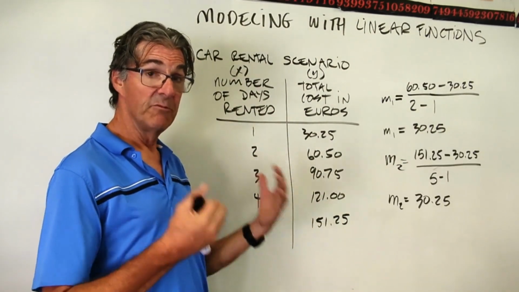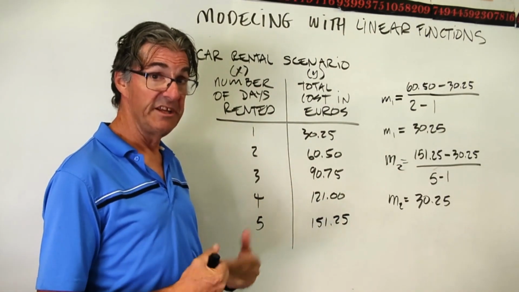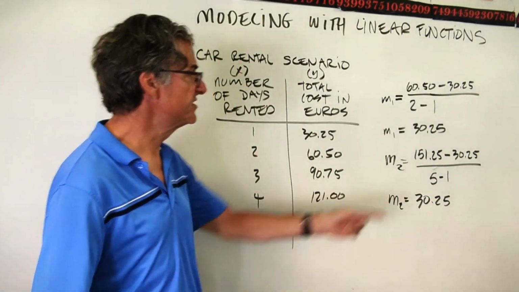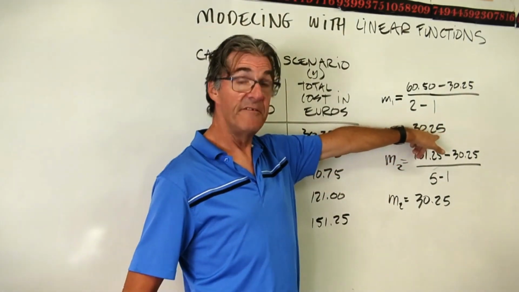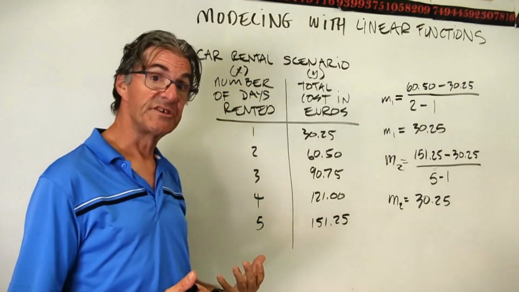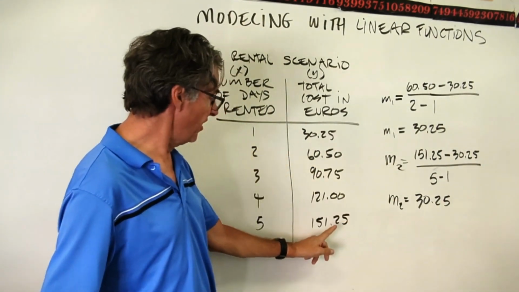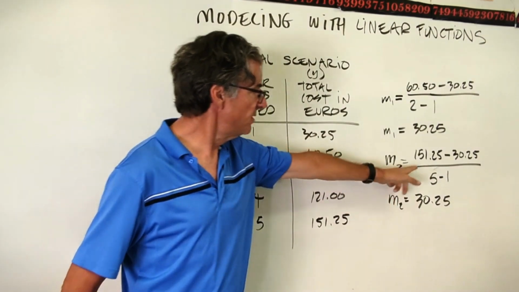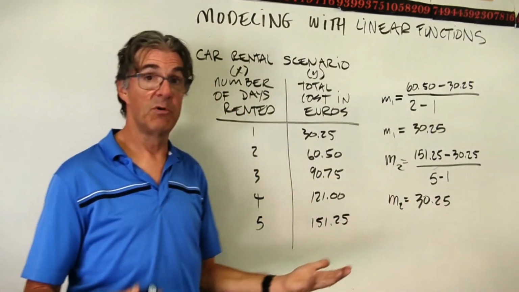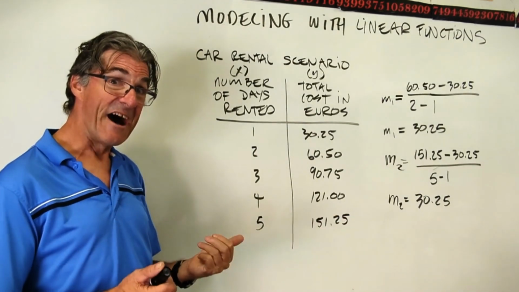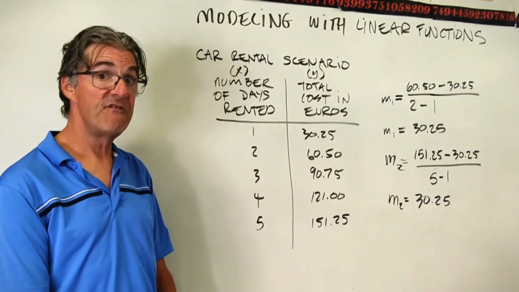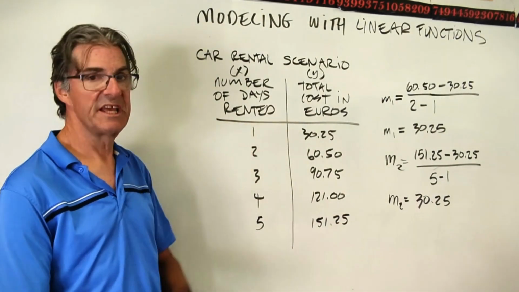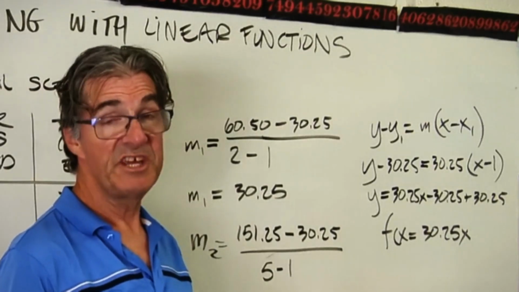So I hope that when you calculated your slope, your gradient, your rate, you got this same 30.25. If you didn't, you want to check your work and see where you went astray. I just used the last point and the first point in my second calculation, and lo and behold, I get 30.25. So now I want you to write a function for this relationship. Okay, let's see how you did.